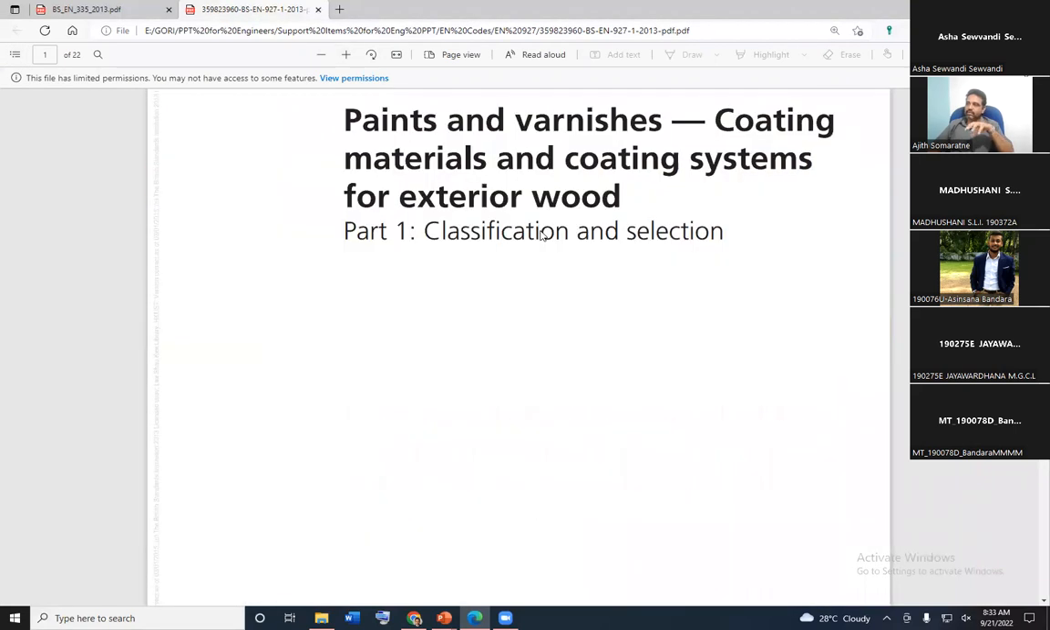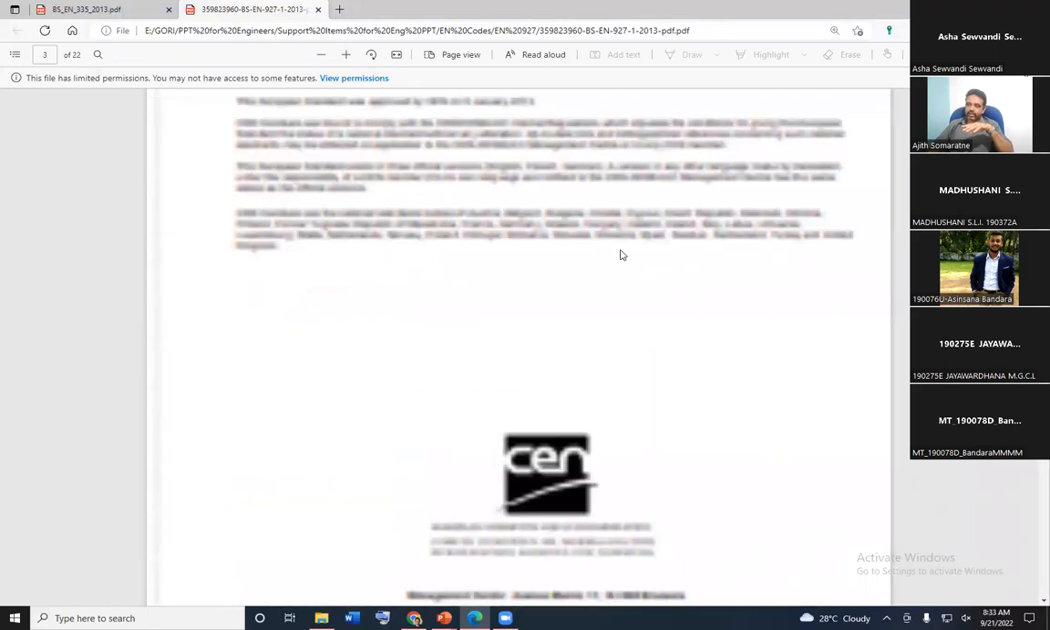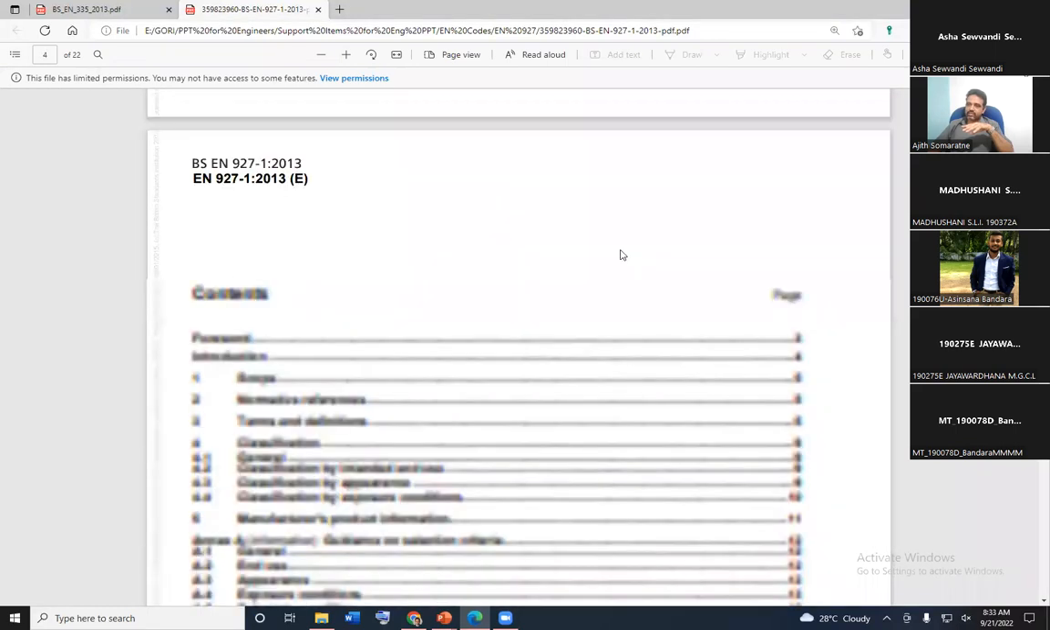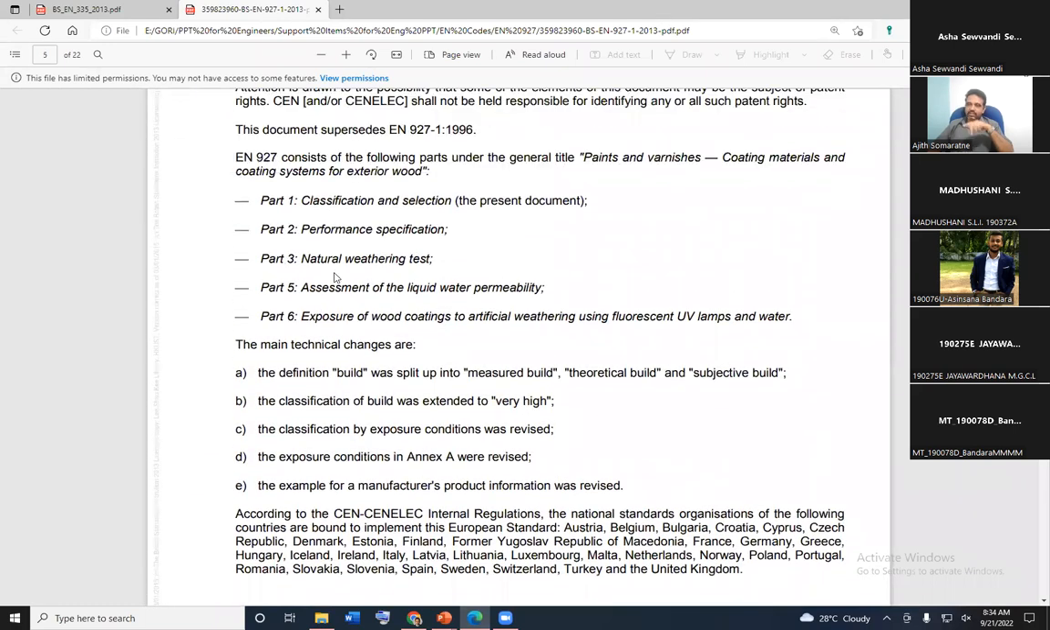Actually, this code includes five parts. The first one is classification and selection. Likewise, they have five parts. Earlier it was six, then later it reduced to five parts. They removed part four.